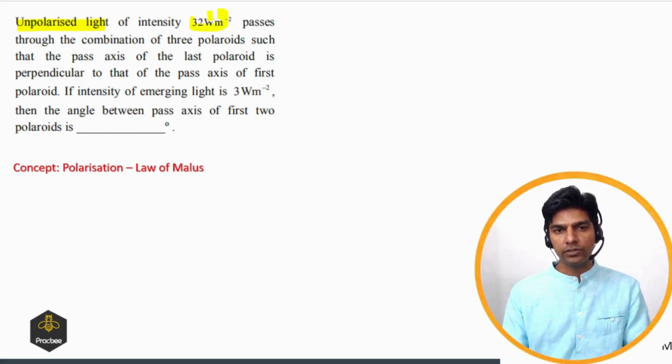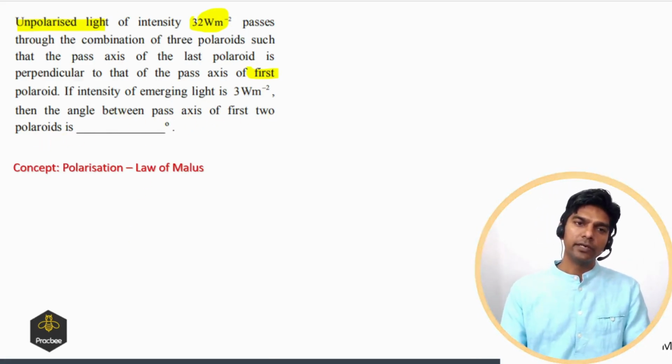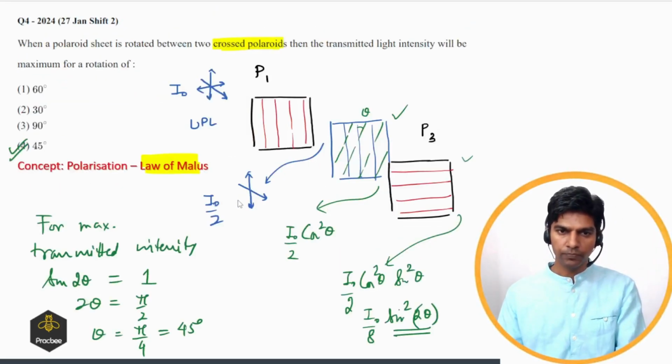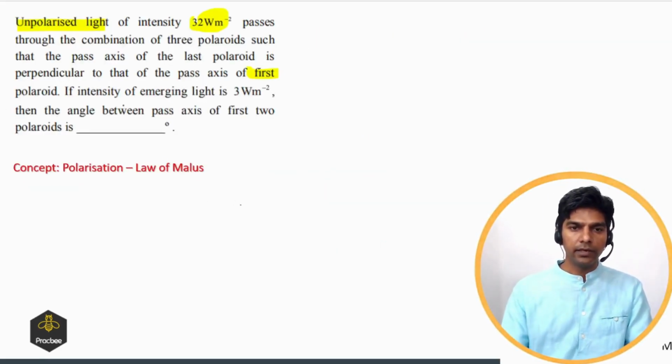Unpolarized light of intensity 32 watt per meter square passes through a combination of three Polaroids such that the pass axis of the last Polaroid is perpendicular to that of the first Polaroid. And if the intensity of the emerging light is 3 watt per meter square, then the angle between the pass axes of the first two Polaroids. So again, it is based on, let me show you the question, it is based on this type, right? So where we have two Polaroids whose pass axes are perpendicular, and the angle between the first and the second Polaroid is theta, right? So I can directly use the relation.